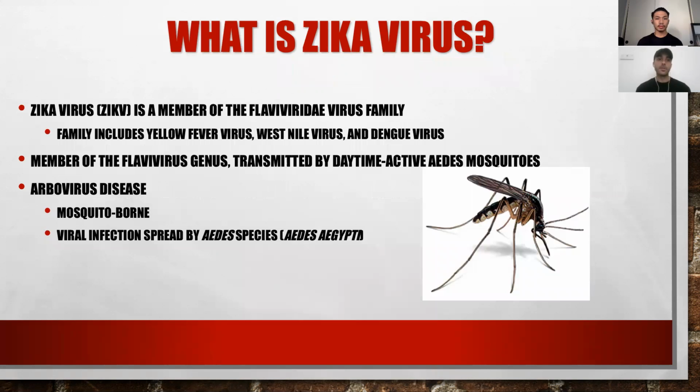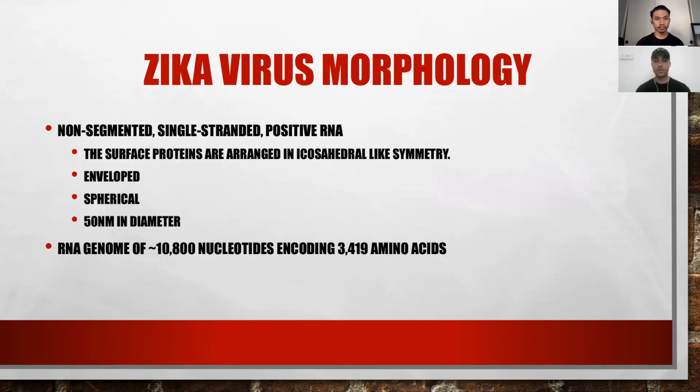So what is the Zika virus? The Zika virus is a member of the Flaviviridae virus family. This family includes yellow fever virus, West Nile virus, and Dengue virus. The members of the Flavivirus genus are transmitted by the daytime-active Aedes mosquito. It's also an arbovirus. Arboviruses are a group of viruses that are transmitted by mosquitoes or ticks. So they're mosquito-borne, and the viral infection is spread by the Aedes species. On to the next slide.